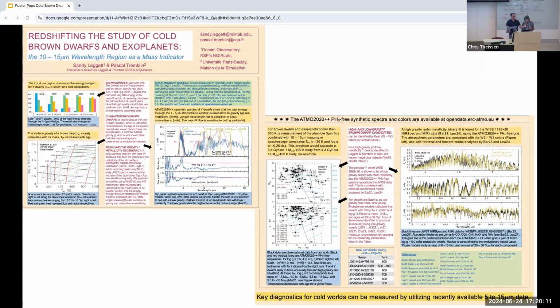Anyway, we've heard about the problem separating metallicity from gravity, and I'm finding that the 5 to 10 micron color is very sensitive to gravity and not very sensitive to metallicity. So it looks like that's going to be a really powerful tool for us. We have to shift over to thinking about 10 to 15 micron wavelength science. And yes, we do need to push to longer wavelengths.